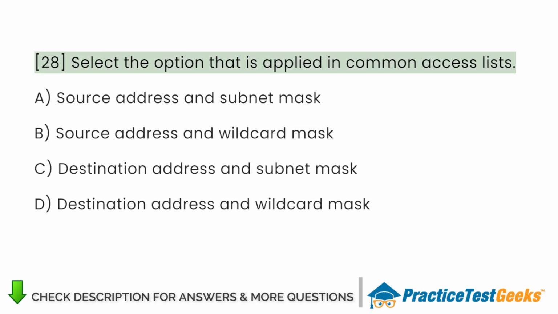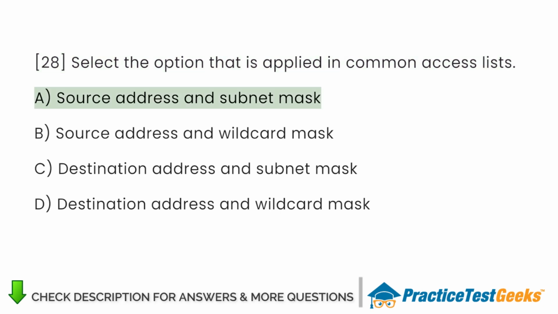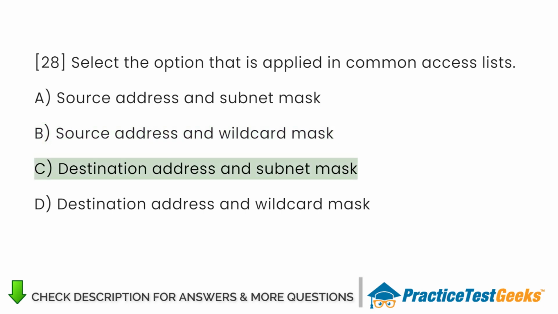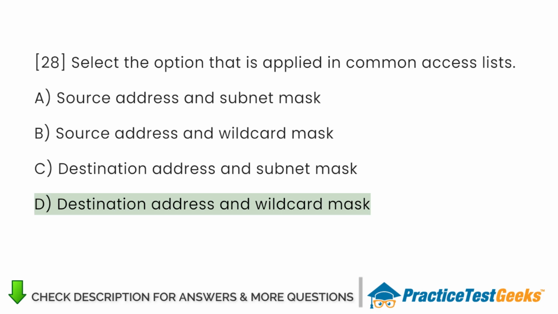Select the option that is applied in common access lists. A. Source address and subnet mask. B. Source address and wildcard mask. C. Destination address and subnet mask. D. Destination address and wildcard mask.